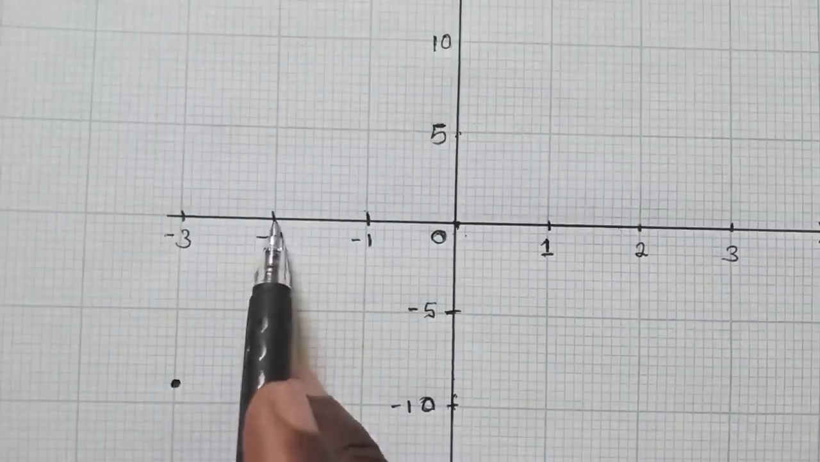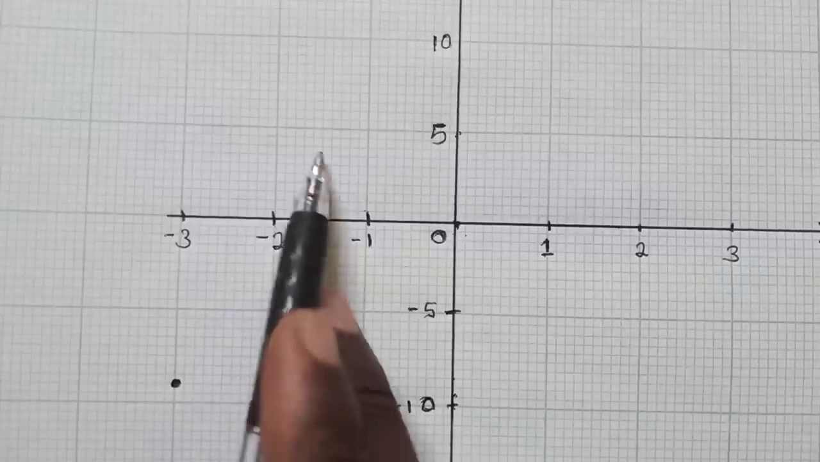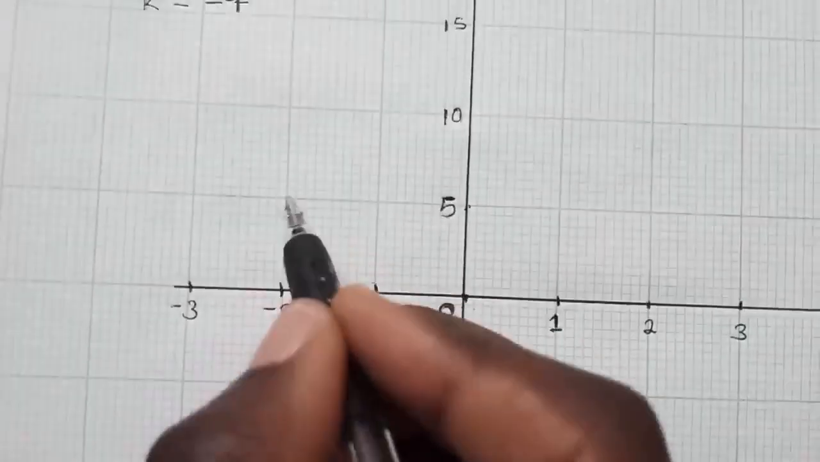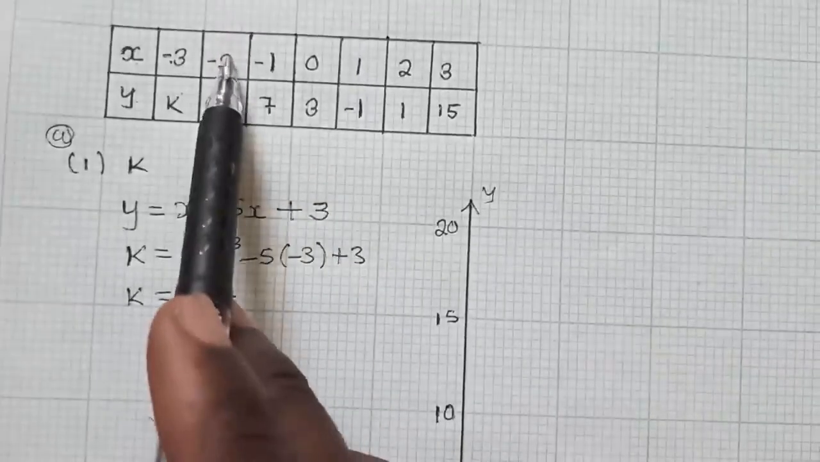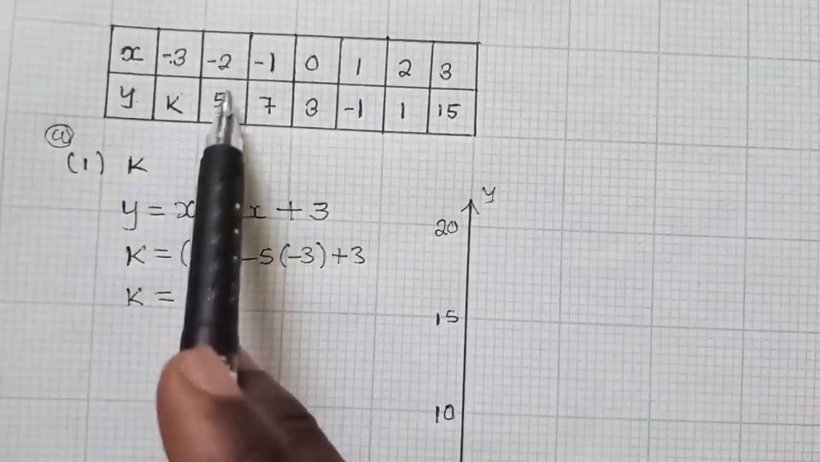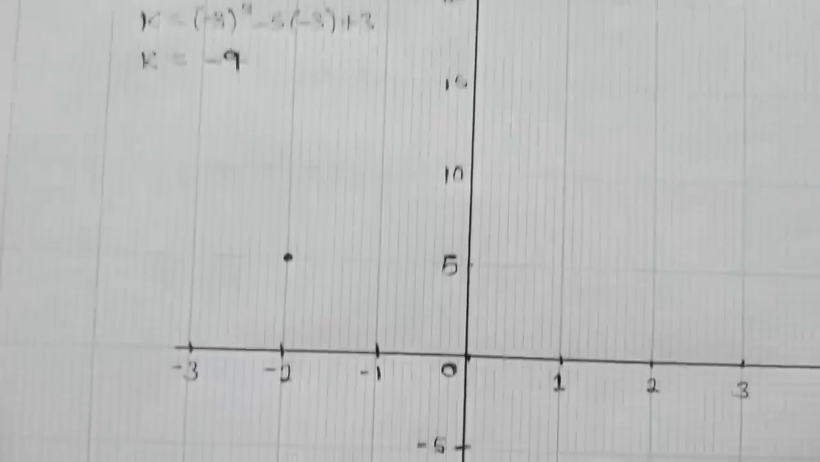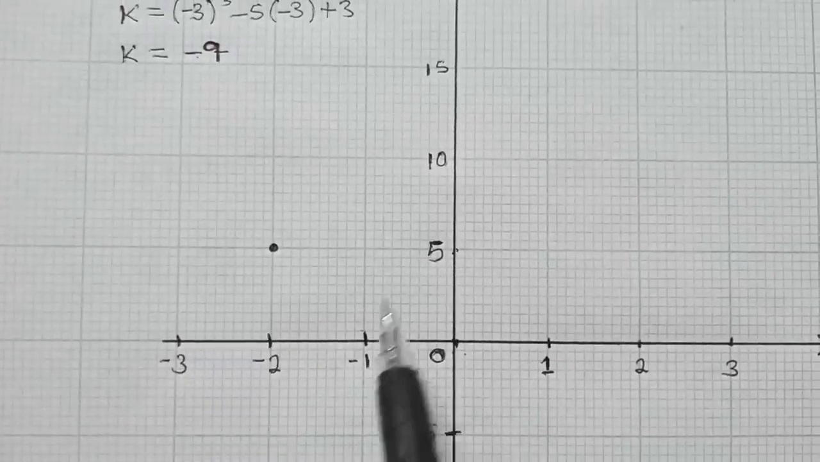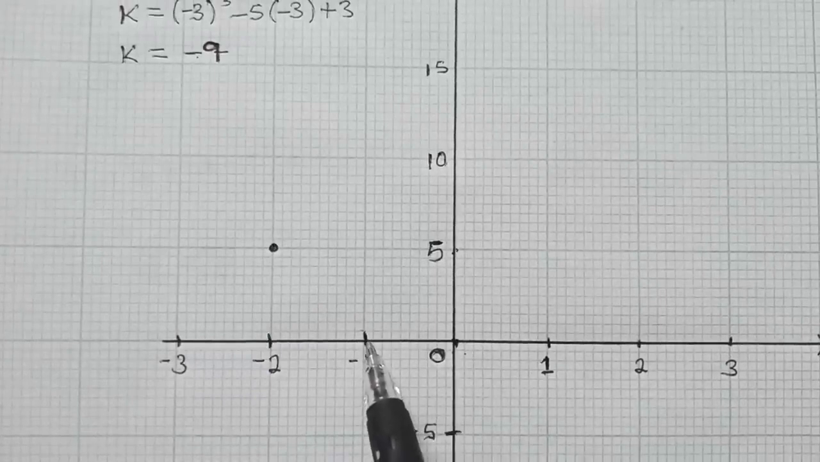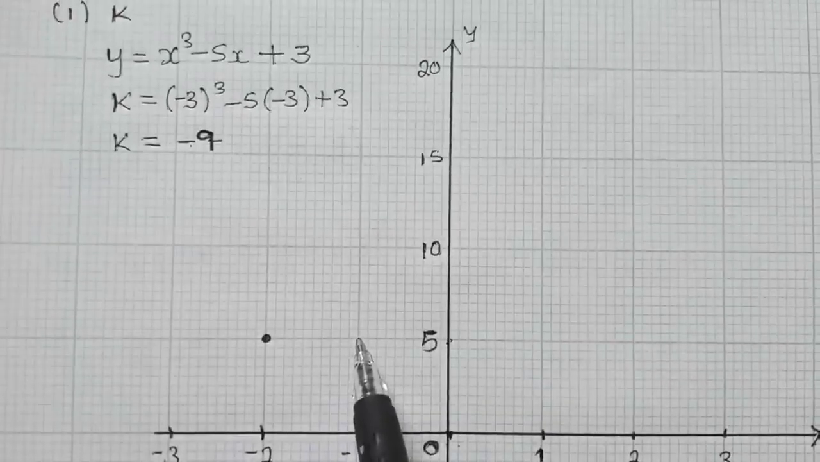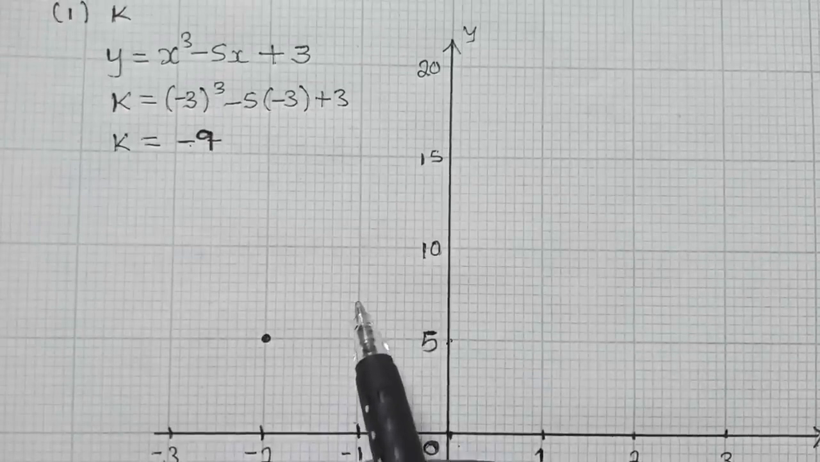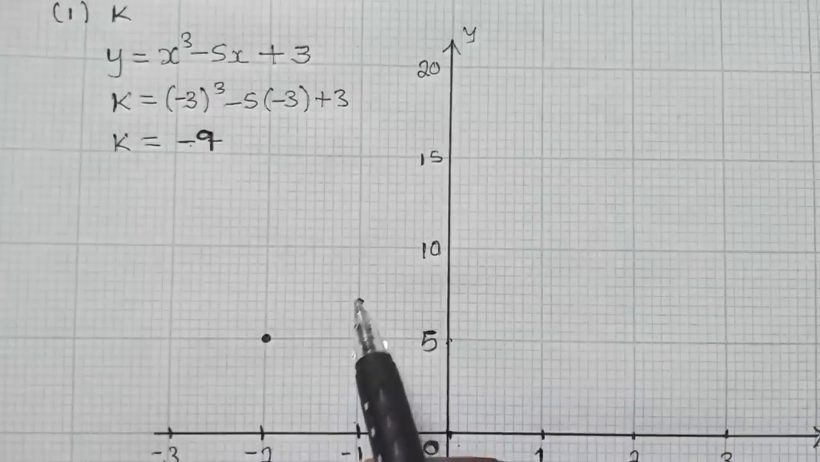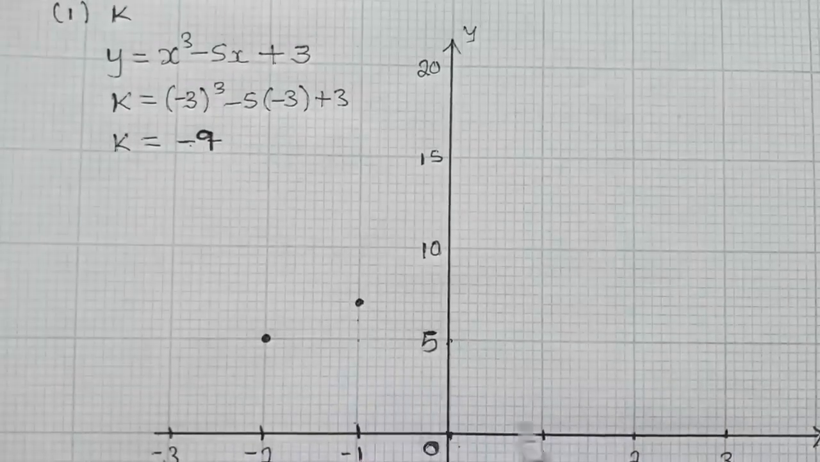So next it's negative 2, comma 5. So negative 2, comma 5 is right here. Hopefully you can see I've just gotten it from the table. Negative 2, comma 5. So x-axis negative 2, y-axis it's 5. Next it's negative 1, comma 7. So 7, this is 5, 6, 7 is right here. So this is where my 7 is.